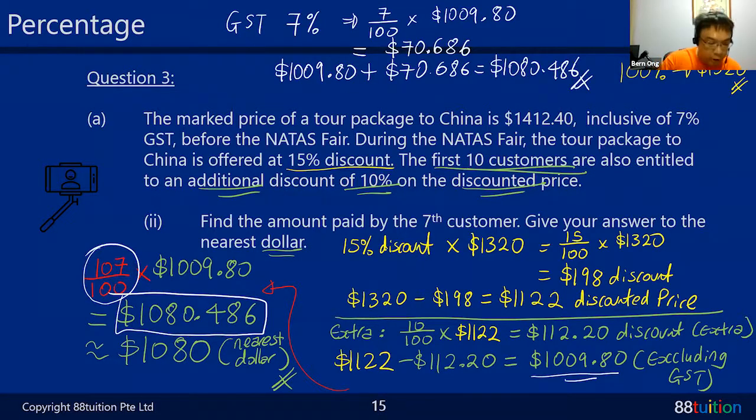So this portion down here is actually a faster way of getting the answer. If not, you have to do every single step, very long-winded like that. Can you see? I'm doing every single step. It's very long-winded until I don't have enough space now. So if you can, learn to do it a little bit faster. Immediately find the 107%, because 107% includes the 7% GST. So that's the reason why I multiply by 107%. Hopefully I answered your question.